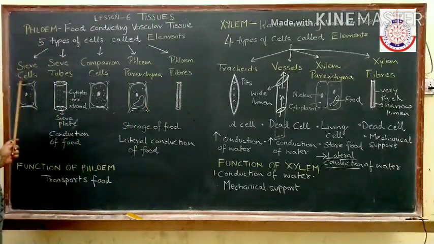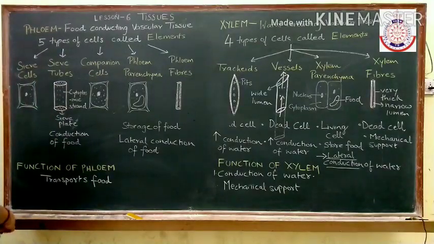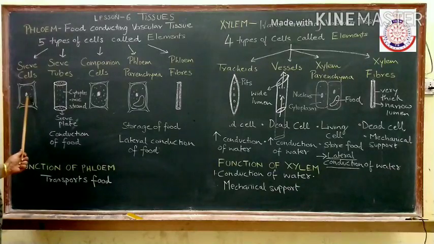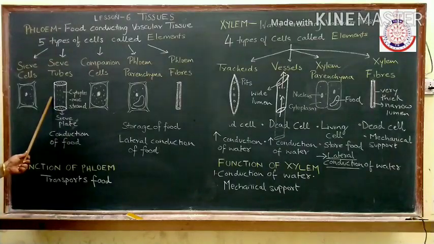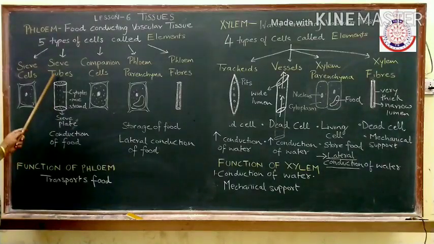Let's start with the sieve cells. Sieve cells are living cells, and on maturity they lose their nucleus, become elongated and change into sieve tubes.